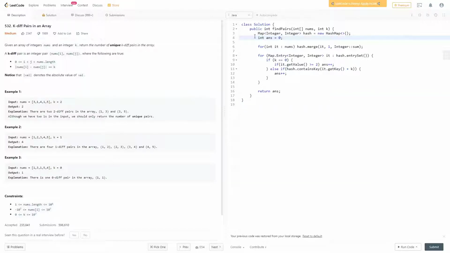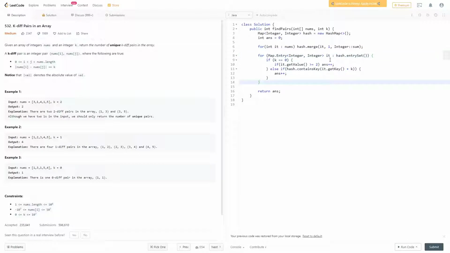So this is a new hash map, and this is my answer variable which will store the total number of all the unique pairs. And now I'm increasing the frequency of all the numbers in the array inside the hash map. The number is my key here, and I'm incrementing the value by 1 whenever I find a duplicate. So this is the incrementing statement, and here is the main algorithm.